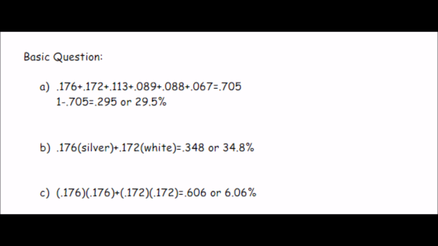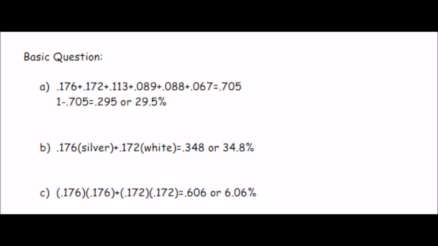Part B is asking what is the probability that a randomly chosen vehicle is either silver or white. So to do this, you just have to add together the probabilities of the silver and white vehicles, and you get 0.348, and that is 34.8%.